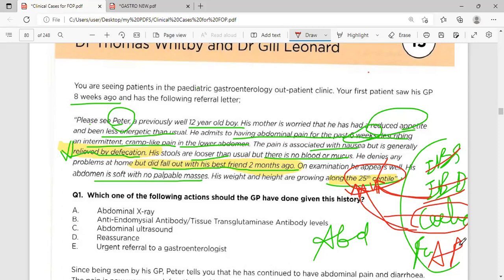There is an important age of presentation of functional abdominal pain. It usually presents at two ages. One is around 6 to 7 years of age, and then around 7 to 12 years of age. So this is usually the age of presentation, 7 to 12 years, for functional abdominal pain.